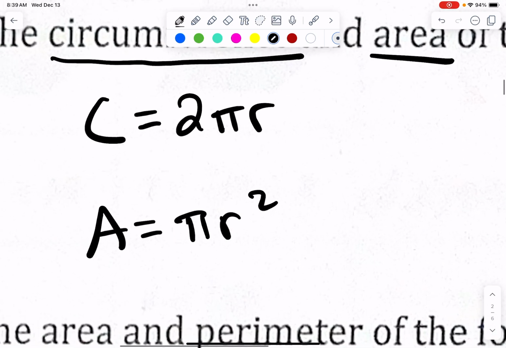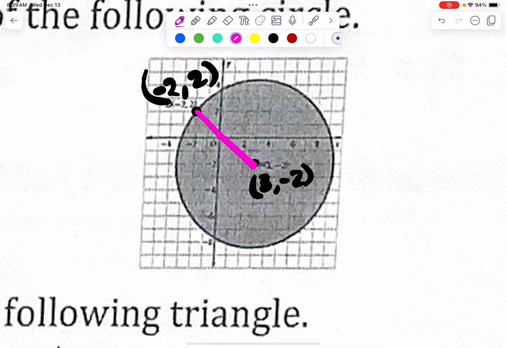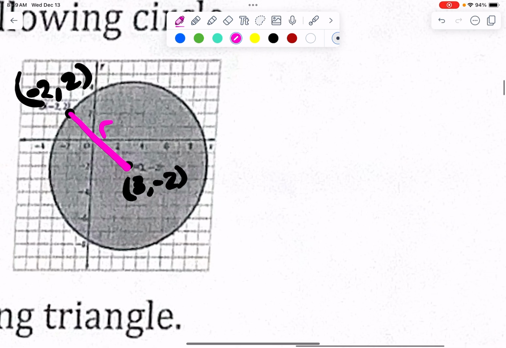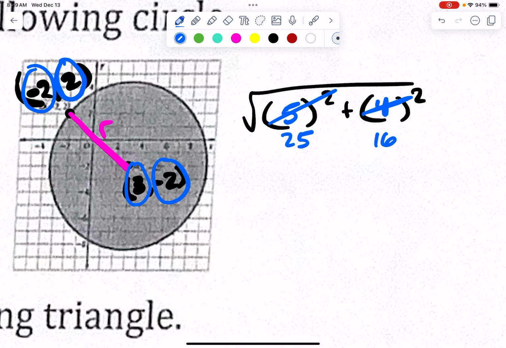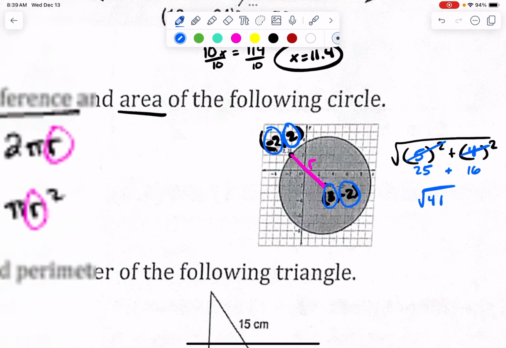So the only thing that I need for my formulas is to know what the radius is. So how do we find the radius? Like this length here, that's what the radius is. That's r. How do I find that if I'm given 2 points? Well, let's do another distance formula. So I've got this going on, and I'm going to look and say how far apart are negative 2 and 3, and that's 5. How far apart are 2 and negative 2, and that is 4. And this is 25, and this is 16, and that is the square root of 41.